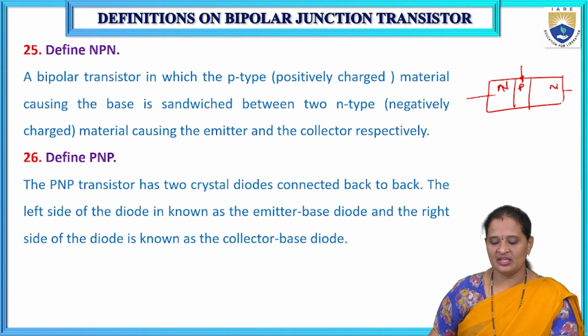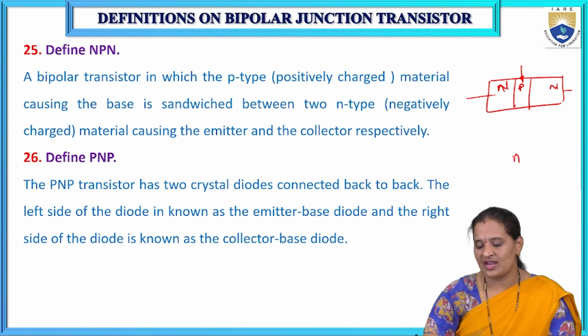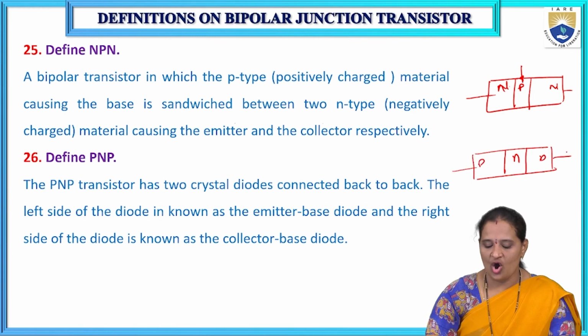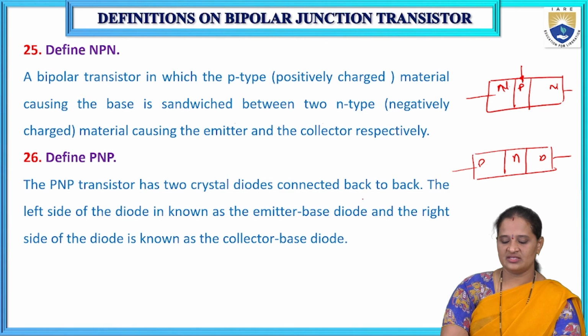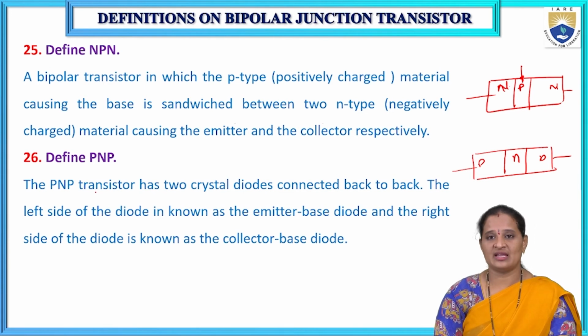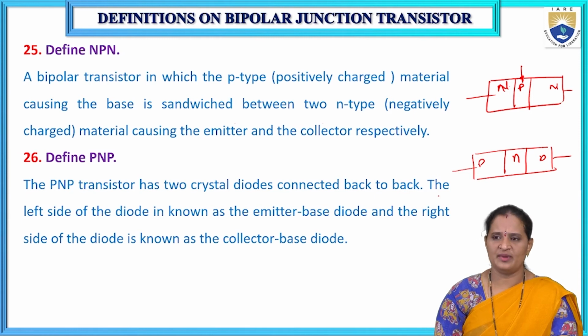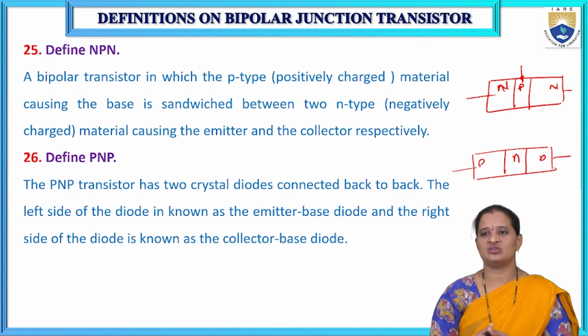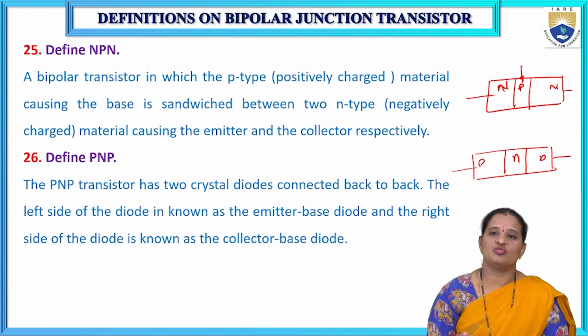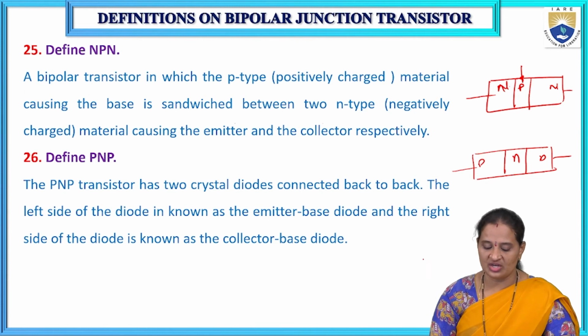Similarly, PNP. In case of PNP, what are we doing? We are sandwiching an N-type semiconducting bar between two P-type semiconducting bars. Or else, we can also define this PNP transistor as two crystal diodes connected back to back. Not only PNP, even NPN transistor is nothing but the back-to-back connection of two PN junction diodes.